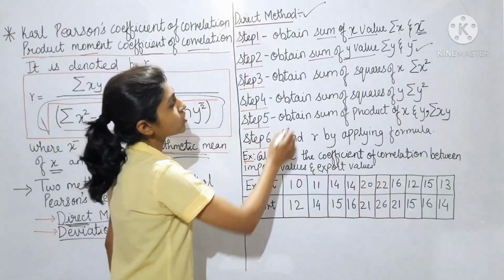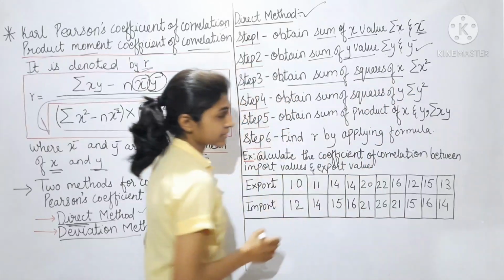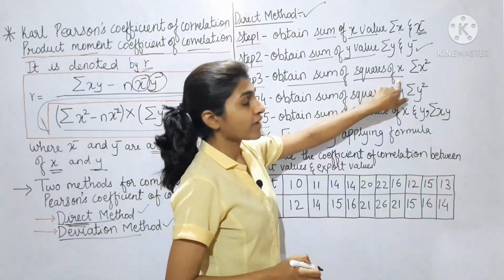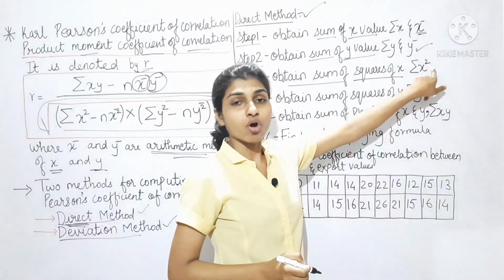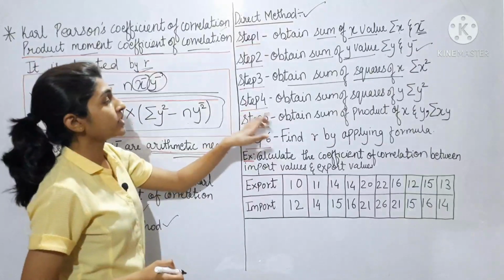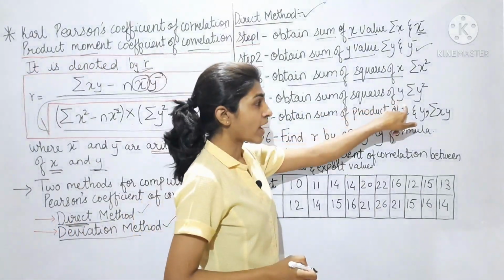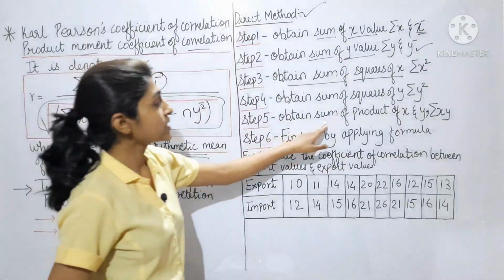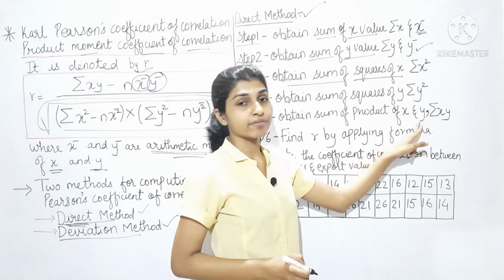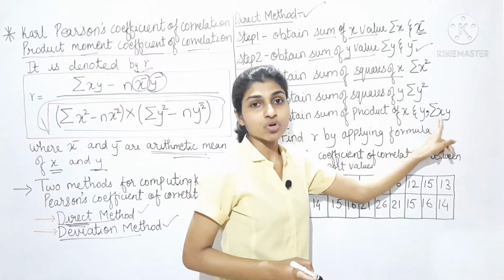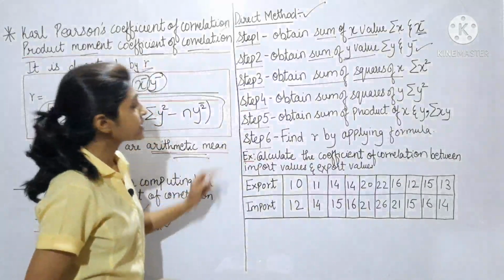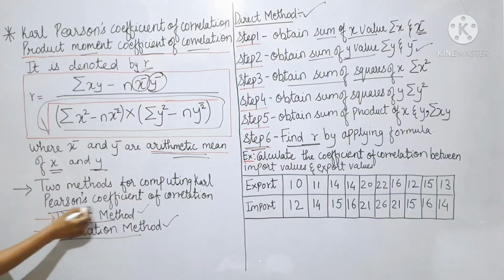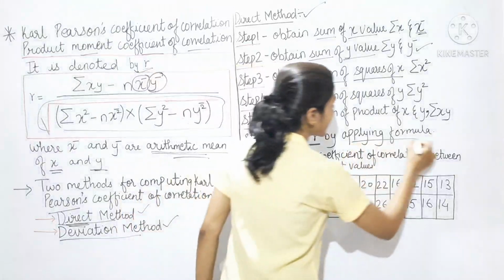Next, step number 3 is to obtain the sum of squares of x, that is the total of x square. Step number 4 is to obtain the sum of squares of y, summation of y square. Step number 5 is to obtain the sum of the product of x and y, that is summation of xy. And the last step, step number 6, is to find r, that is, find the Pearson coefficient of correlation by applying the formula.